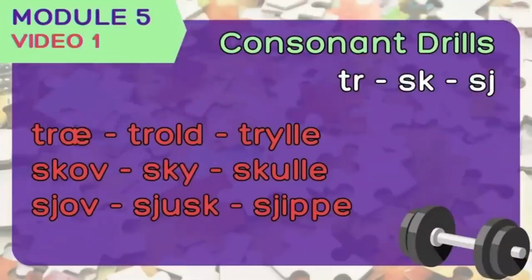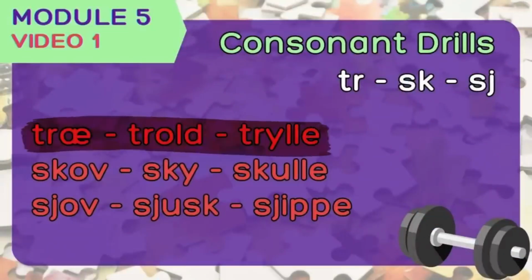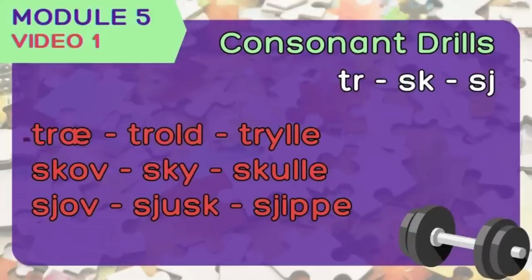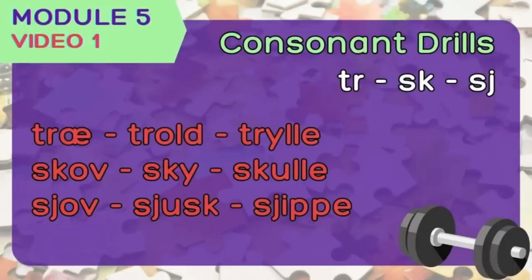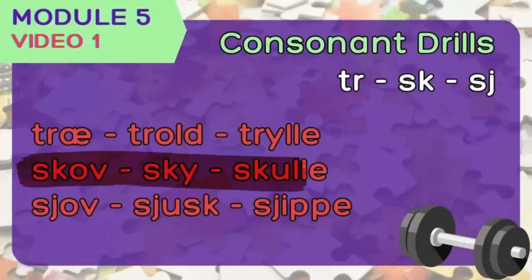Let's keep these drills going with some consonants. Here are some classic combinations. Træ, trold, trylle. Træ, trold, trylle. These words are great practice for the Danish R from the throat. Træ, træ.